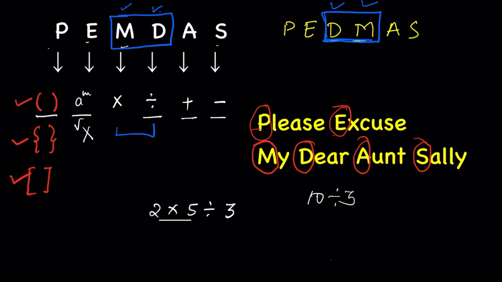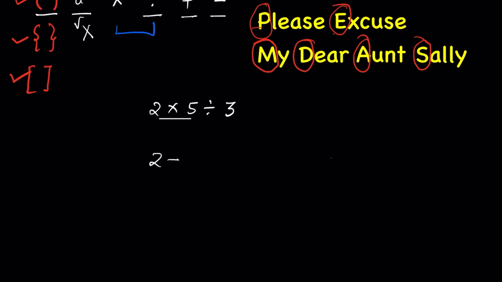But what if you have 2 divided by 5 times 3? Will you do multiplication first? 5 times 3 is 15, so 2 divided by 15. Will you do it like this?